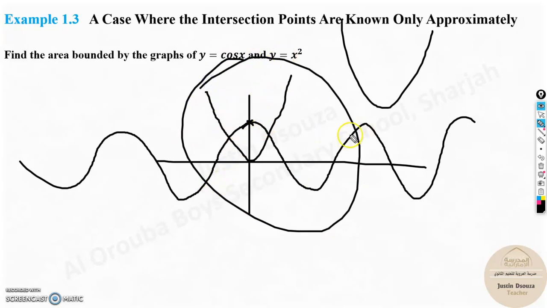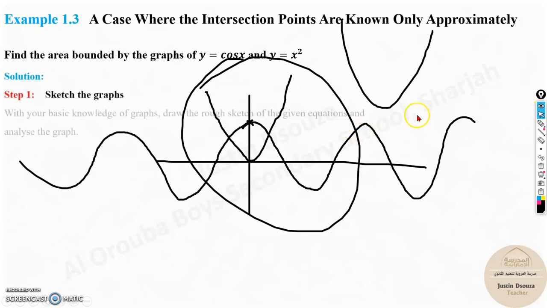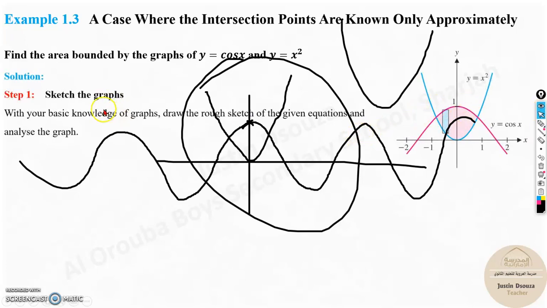How would you solve? You should know the upper function and lower function, and just what we had learned in the previous problem, the same thing will be applied. It's very simple. So now over here, with the basic knowledge I've just drawn, only this part is into consideration. Why? Because you will find the points of intersection and that is it. You don't want any other points. See this point of intersection and this point of intersection.